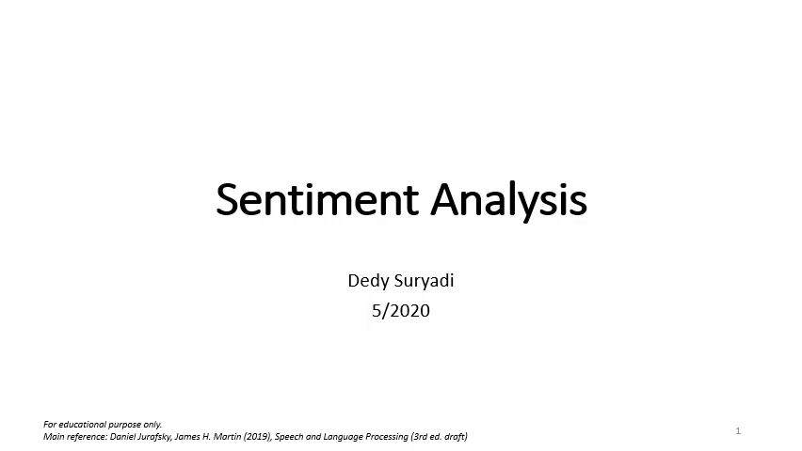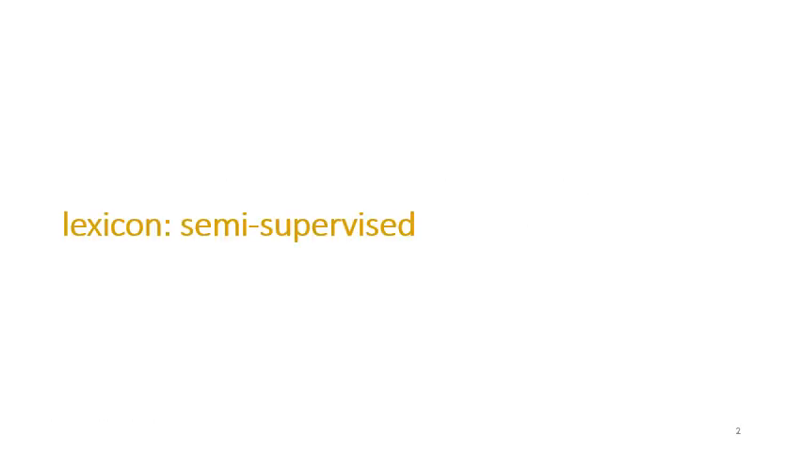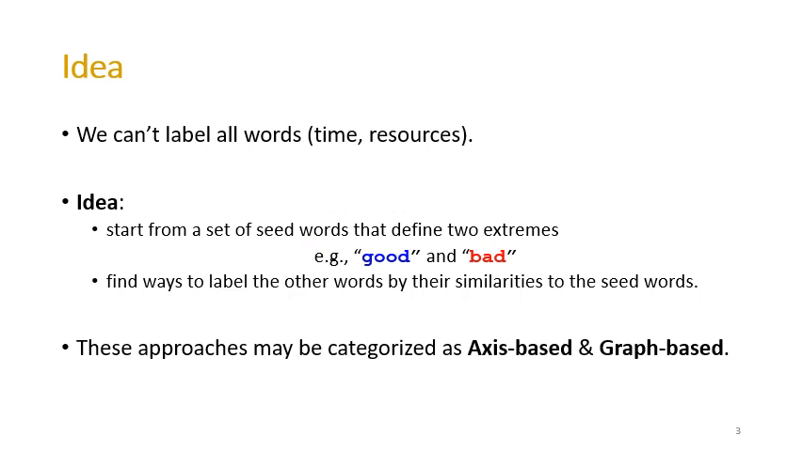Now this is the second part of the sentiment analysis presentation. As I said in the first part of the presentation, we're going to look at how we can rely less on people and use some semi-supervised methods to build lexicons. The usage of semi-supervised methods is based on the fact that we can't label all words. Most of the time we don't have the time or the resources to perform all this labeling.